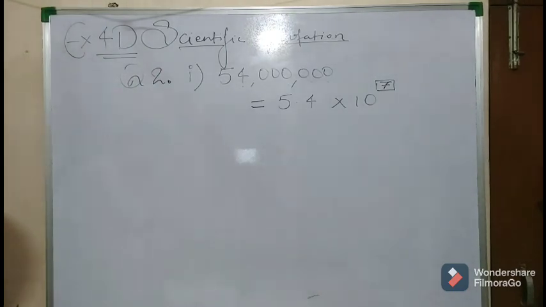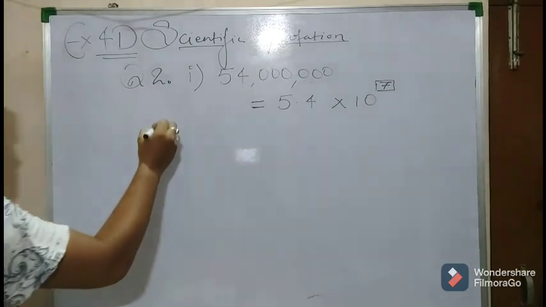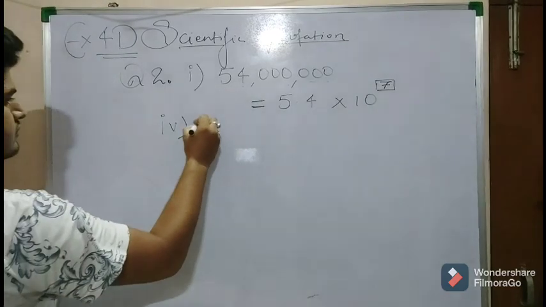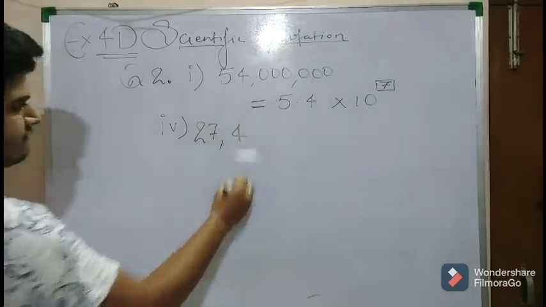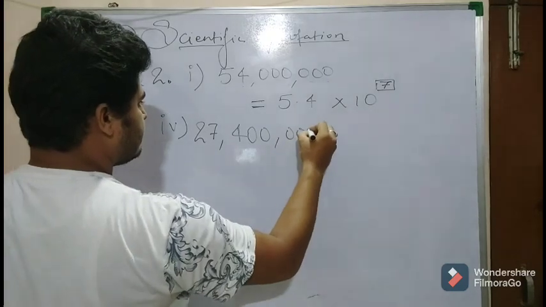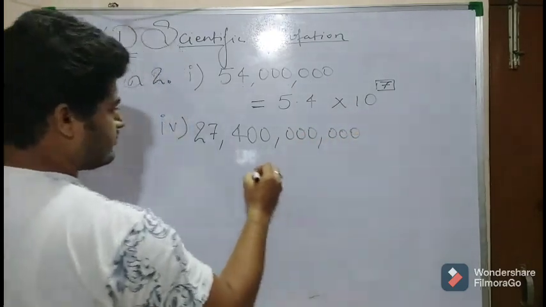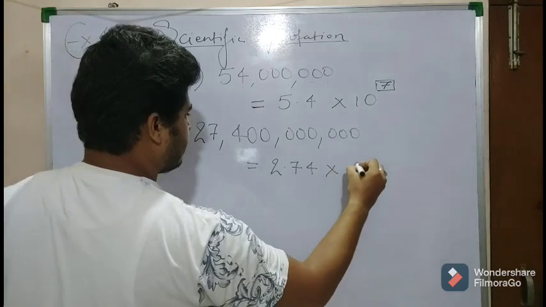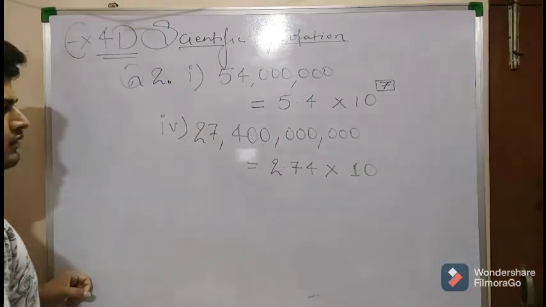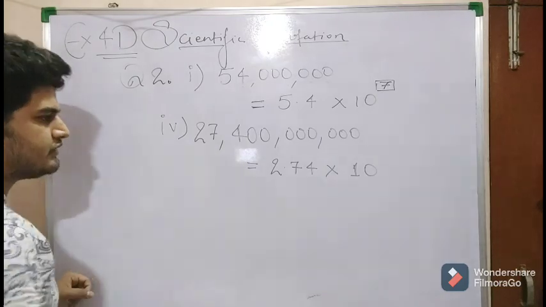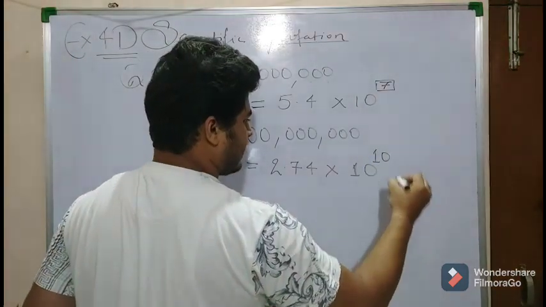In the same way, in the second part we have to do the same thing, and in the same manner the third part. Let's see the fourth part. In the fourth part it is saying 274, 2 zeros, 3 zeros, again 3 zeros, and it's converted into 2.74 multiplied by 10 raised to the power what? So 3 plus 3 is 6, plus 3 is 9, and 1 is 10. So 10 raised to the power 10.